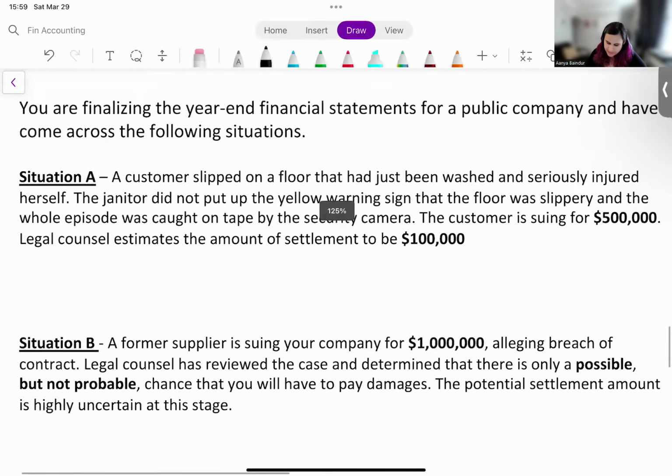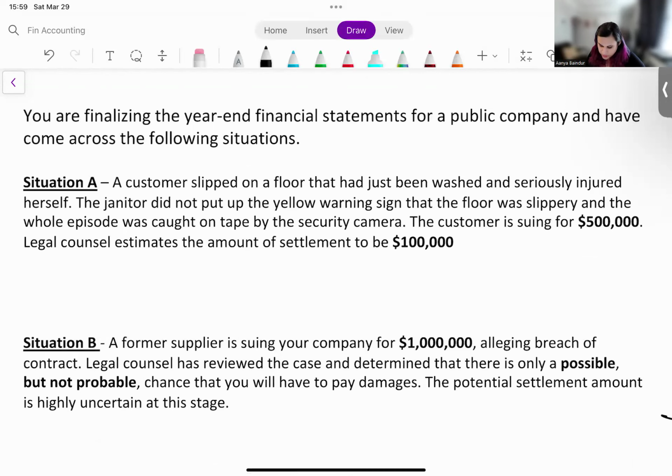So let's go ahead and check the 3 cases. The first part tells us that a customer slipped on the floor that had been washed and was seriously injured. The janitor did not put up a yellow warning sign that the floor was slippery, and the whole episode was caught on tape by camera. The customer is suing for $500,000, but legal counsel estimates that the amount of the settlement will be $100,000. So the first question, probable outflow, yes. Our legal counsel tells us that we are going to have to pay out something.